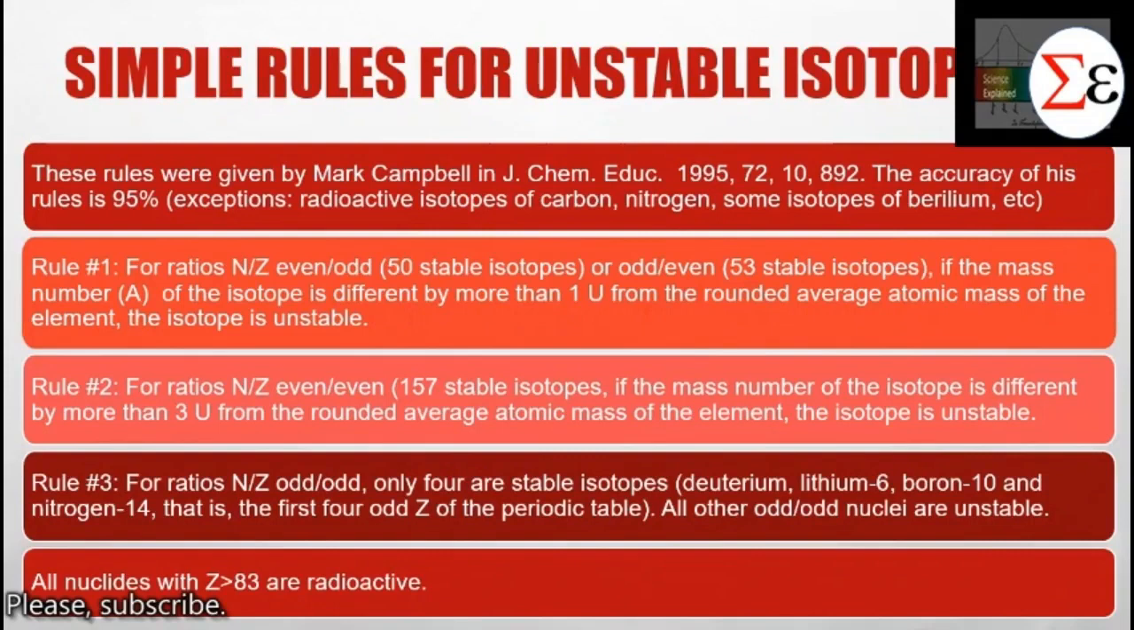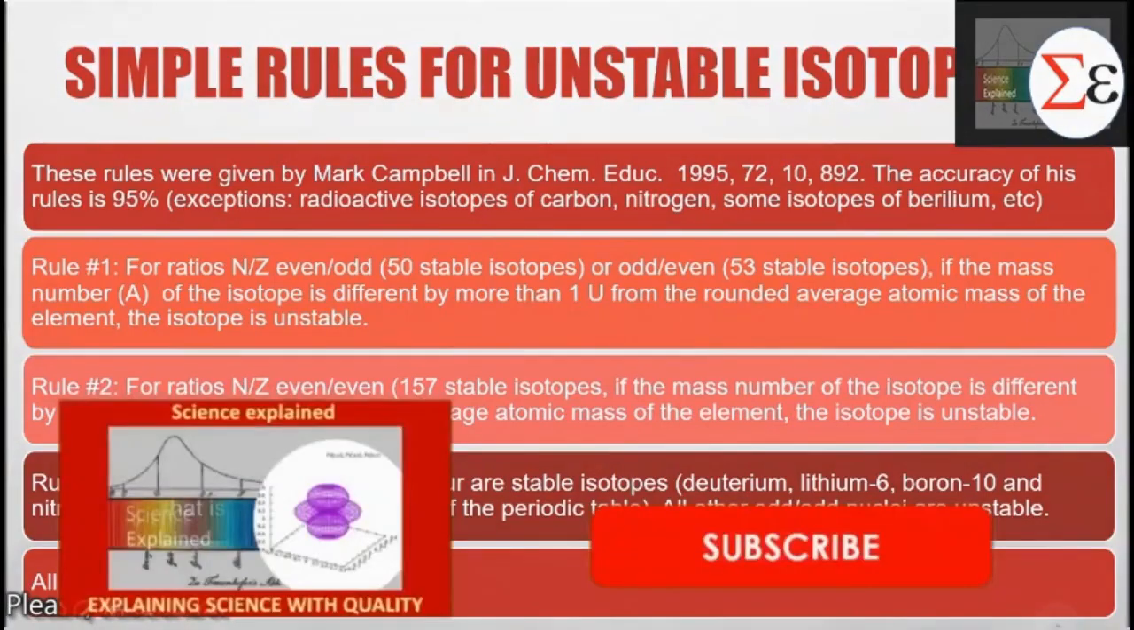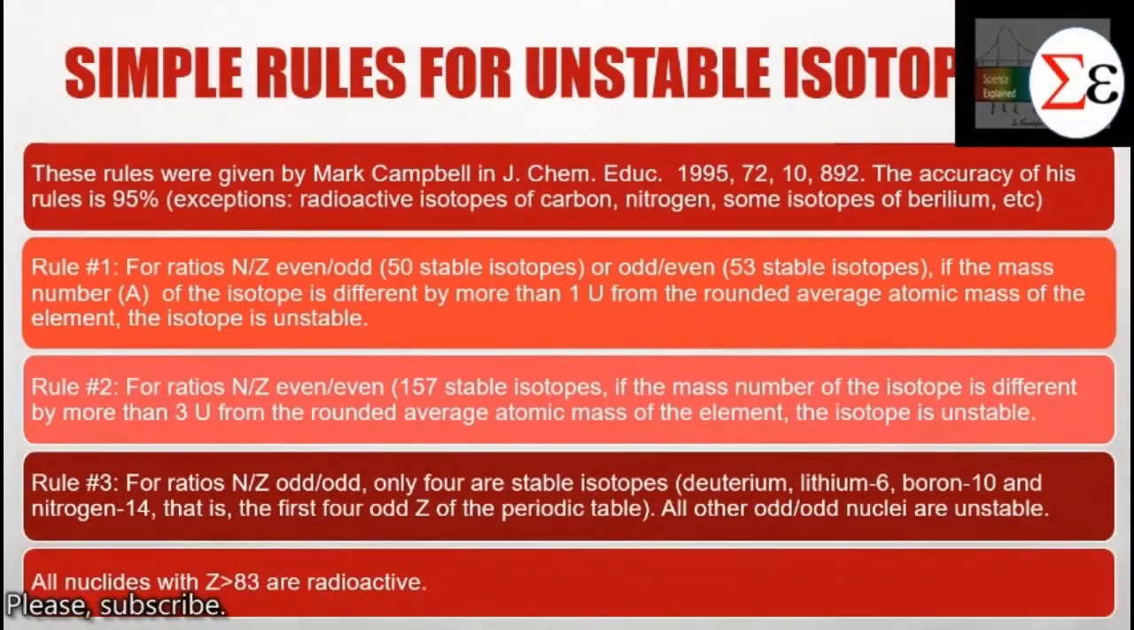Simple rules for the unstable isotope. These rules were given by Mark Campbell in the Journal of Chemical Education in 1995, and the accuracy of his rules is 95% according to him. The exceptions we found are radioactive isotopes of carbon, nitrogen, and some isotopes of beryllium, etc. There are basically three rules.